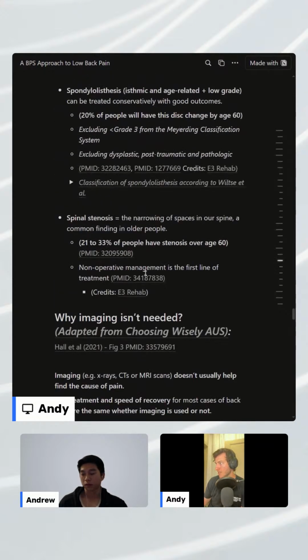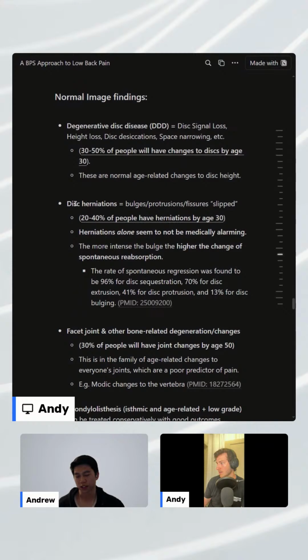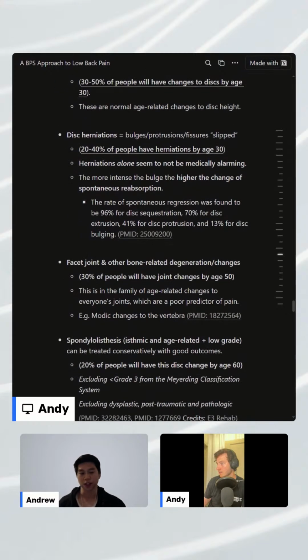Is that in the document you want me to point people to, where it's talking about the normal imaging findings? Yeah, we can touch on this a little bit as well.